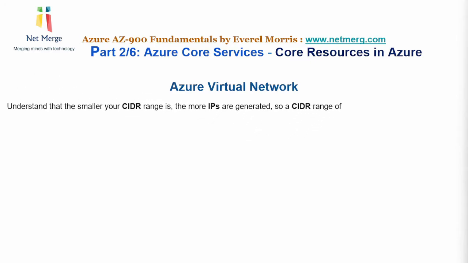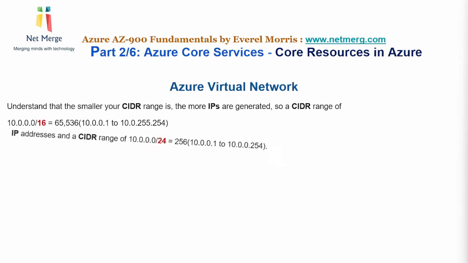Now let's take a look at understanding CIDR range. I'm going to go over this really quick. It's not really that important. I just want you to understand that we're using a CIDR range of 16 right here, and the lower the CIDR range is, the more IP addresses you could generate. So with a CIDR range of 16, you could assign 65,536 IP addresses. I gave it a range 10.0.0.1, and it goes all the way to 10.0.255.254. Those are the ranges of IP addresses that you would have at your disposal.